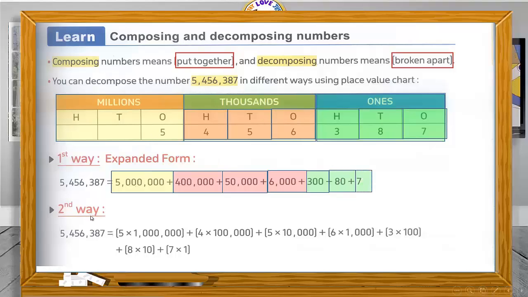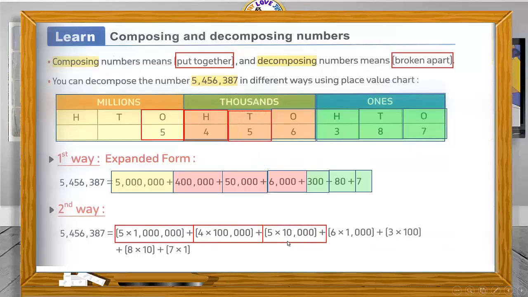Decompose the number with the next way, or second way. We have here in the value chart 5 in 1 million. That means you should multiply 5 times 1 million. We have 4 in 100,000 place. That means you should multiply 4 times 100,000. 5 in which place? In 10,000 place. That means you should multiply 5 times 10,000.